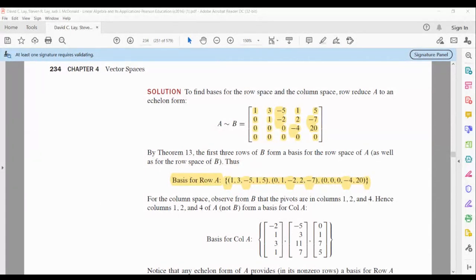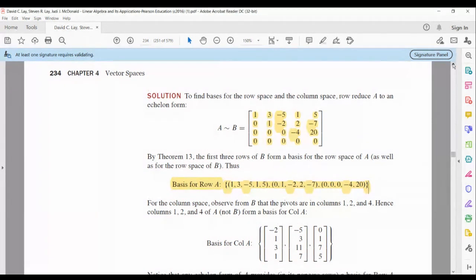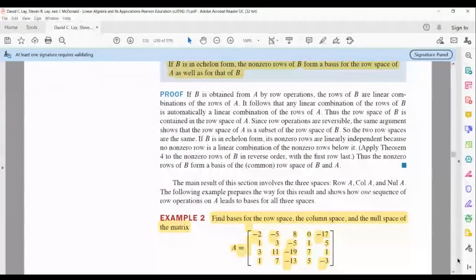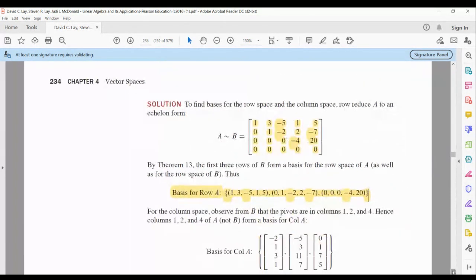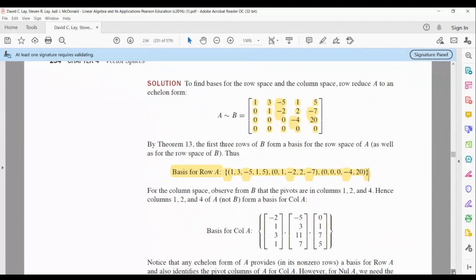And for the column space of A, to identify that, we have to go back to the original matrix, and columns 1, 2, and 4 are going to be the basis for the column space of A. And so there you go. There's your basis for the column space of A.